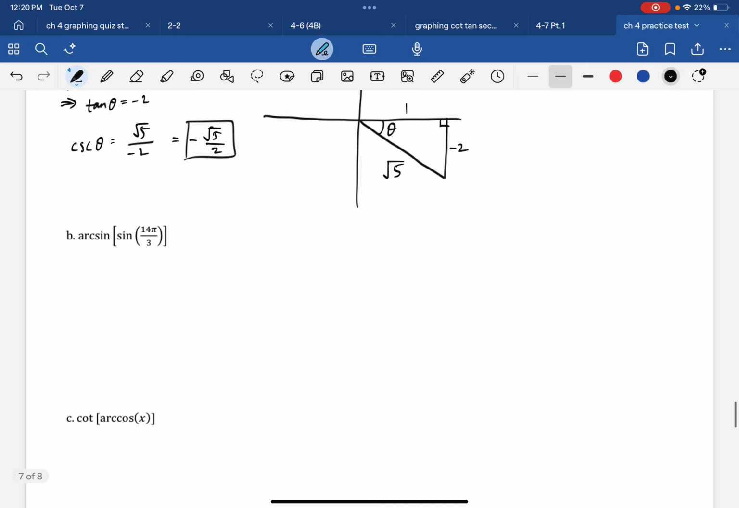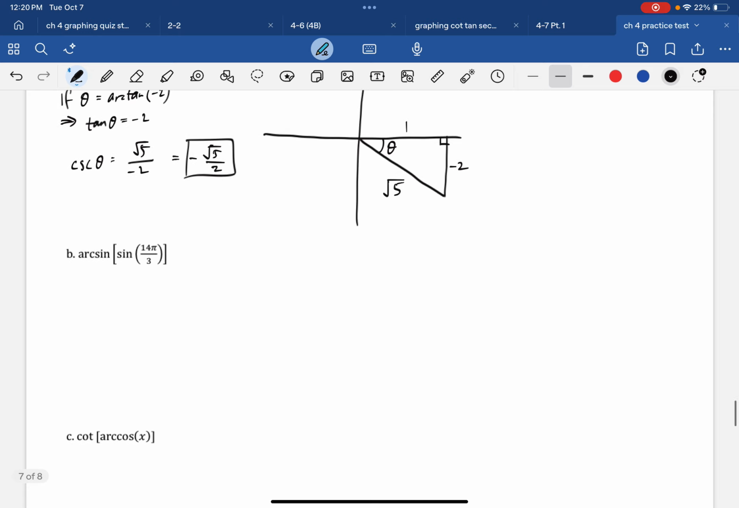Next one, arcsine of 14 pi over 3. Now, what would be incorrect is if you just simply wrote 14 pi over 3, because that is outside the range of our arcsine function.